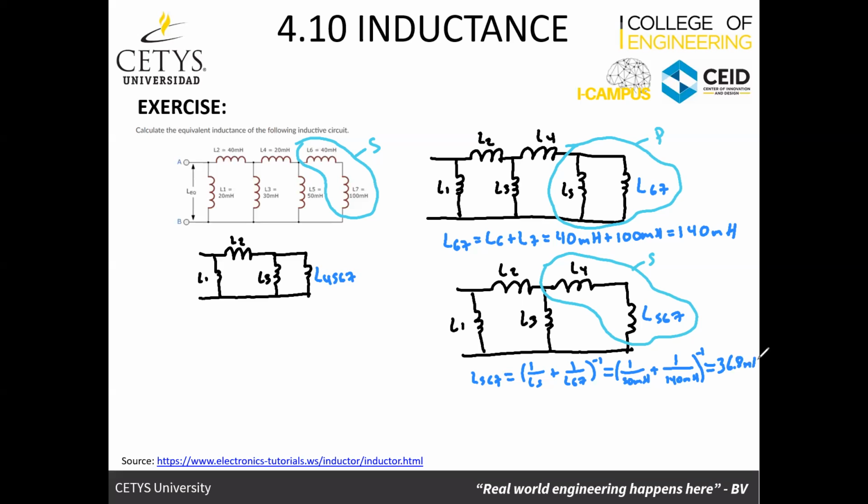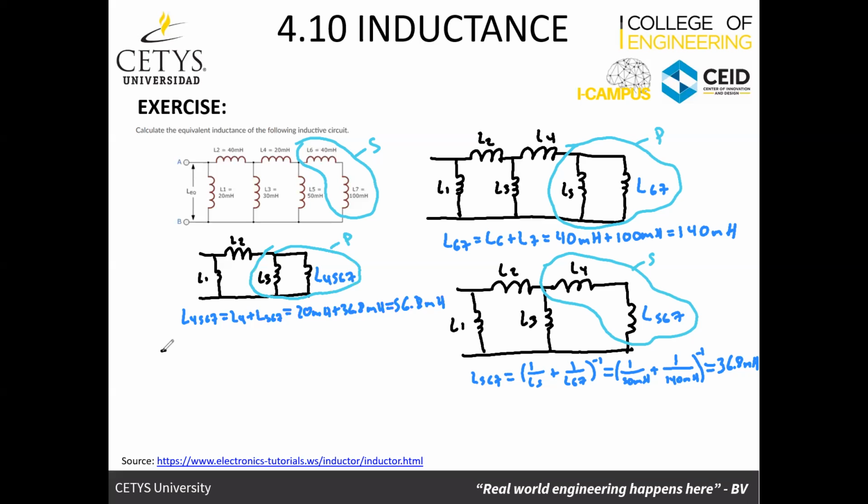36.8 millihenries. And over this is going to be in series. So L4567 is going to be L4 plus L567, which is going to be L4 is 20 millihenries plus 36.8 millihenries. This is going to be equal to 56.8 millihenries.